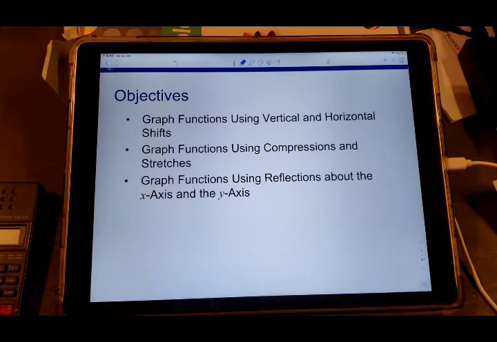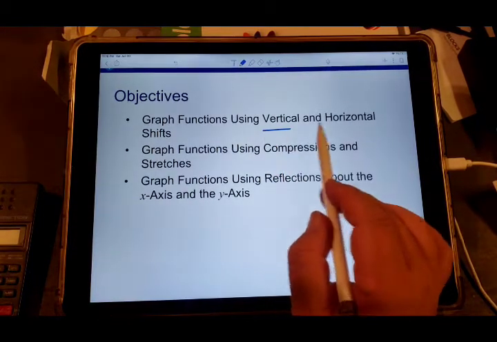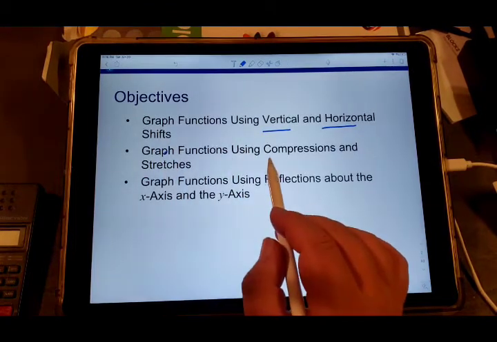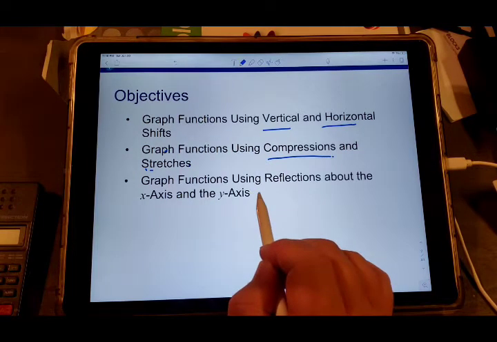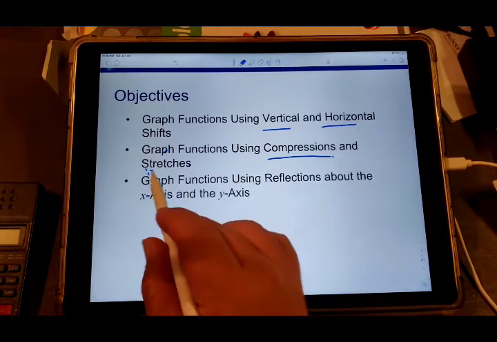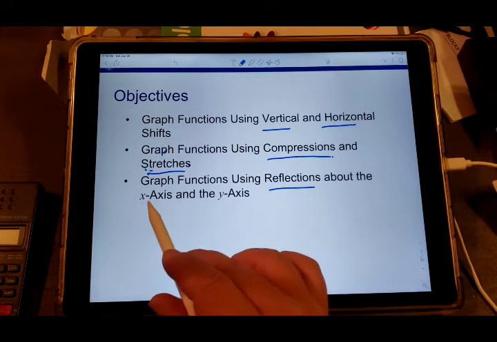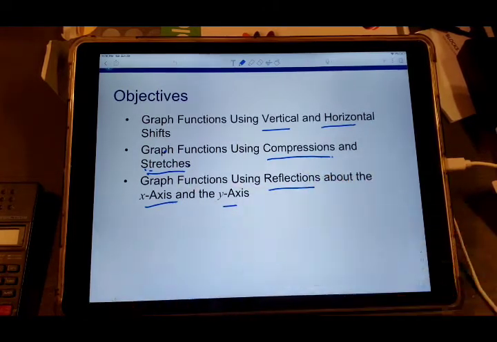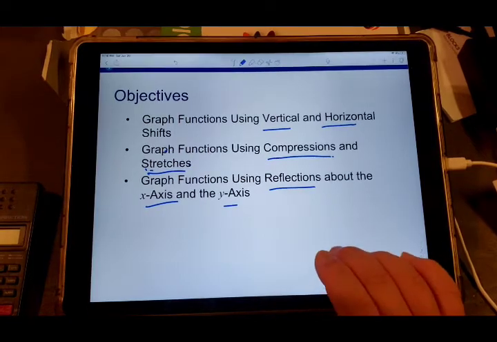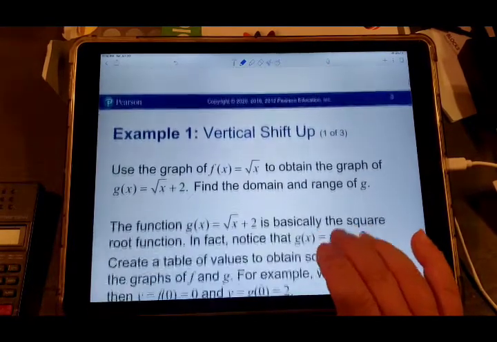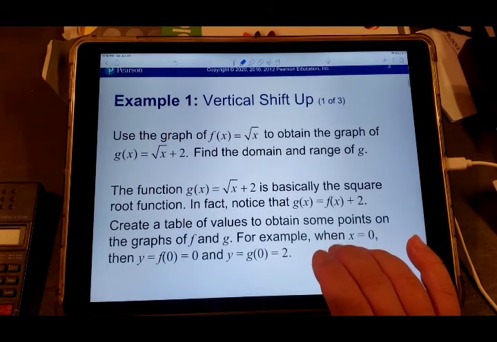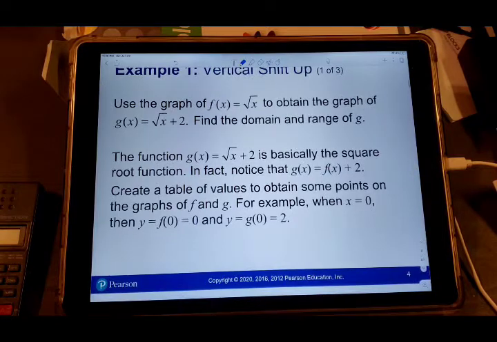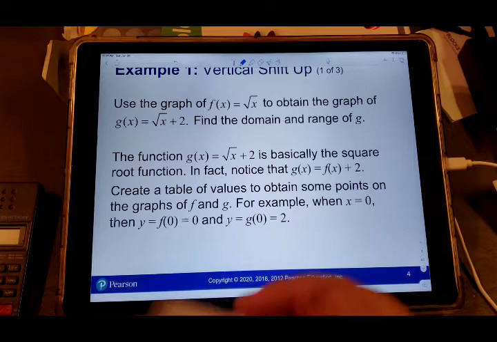But each of those could undergo a vertical, horizontal shift. They can undergo a compression or a stretch, and with certain changes, reflections about the x-axis, y-axis, and even the origin, which they didn't mention here. So understanding a shift of a function, or how you change a function, is going to be important to us.